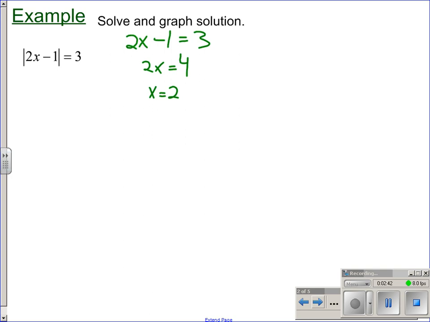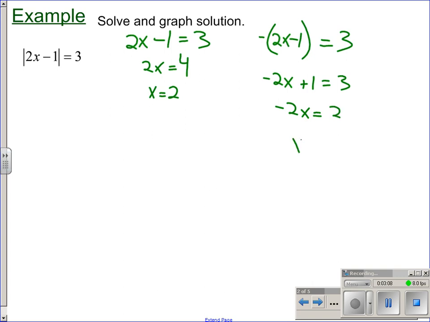Now, the other case is when the stuff that is inside the absolute value is negative. And that's how you set up that second case, at least that's the way I set it up. By doing it this way, everything, especially the inequalities, gets taken care of. So negative 2x plus 1 equals 3. Subtract 1, we get 2. x equals negative 1. Two answers. Absolute values are going to have two answers.